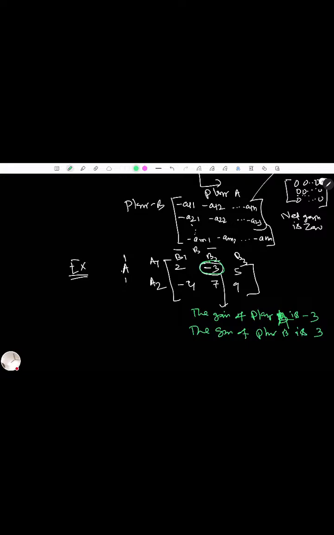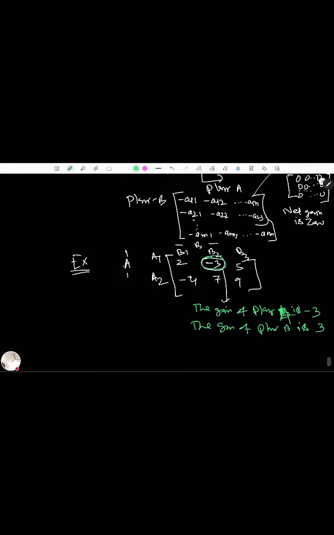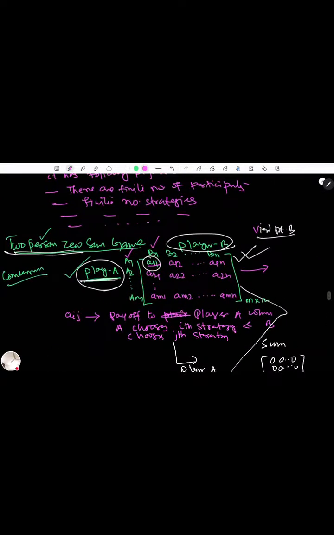Now suppose I take the 2. On the basis of 2, the gain of A is equal to 2, and the gain of B is minus 2. If the entry is positive, then it is a gain to A, and the negative of that is the gain to B. So what is the net gain? The net gain is 0. So it is called a two-person zero-sum game.